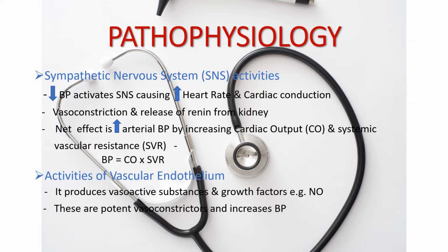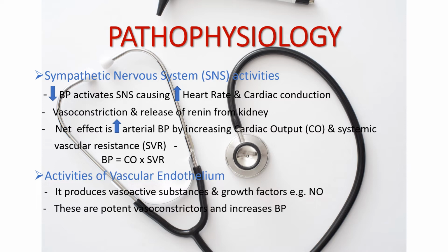The increased sympathetic nervous system activity increases the heart rate and also the cardiac conduction. This increased heart rate and the cardiac conduction produces vasoconstriction in the peripheral arterioles, and this promotes the release of renin from the kidney. And the net effect of this activation is to increase the arterial blood pressure by increasing the cardiac output and the systemic vascular resistance.